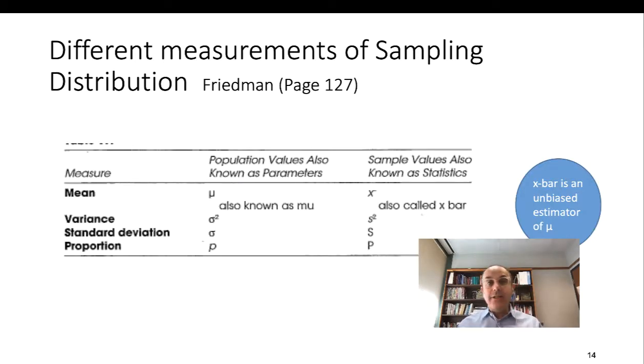Okay, so now we are talking about different measurements of the sampling distribution, taken from my book on page 127. X bar is an unbiased estimate of mu. So what is mu? It is the mean. The population values, known as parameters, are mu, the variance, the standard deviation, and the proportion. The sample values, also known as statistics, are X bar, the variance S squared, the standard deviation S, and the proportion p.